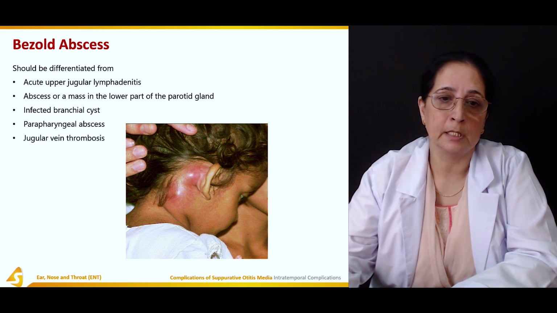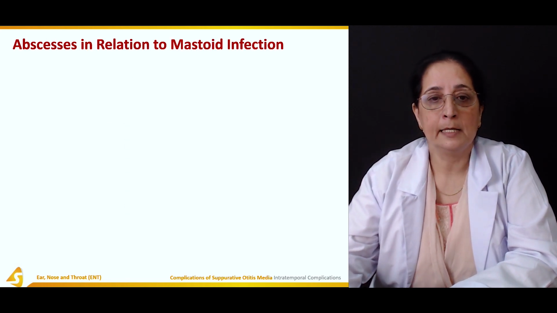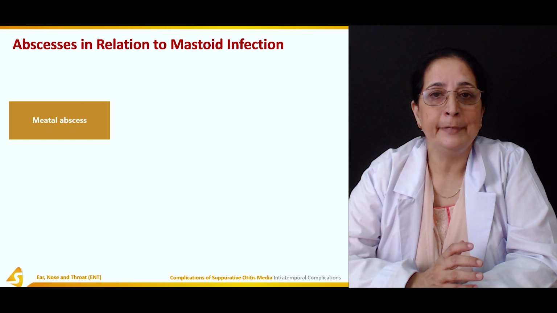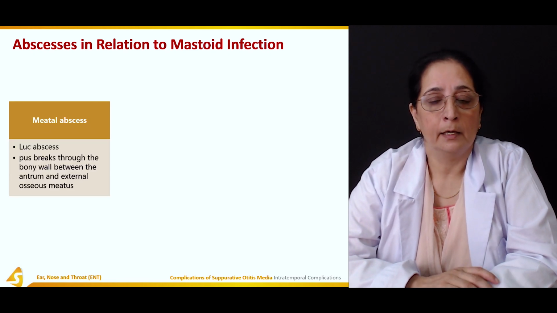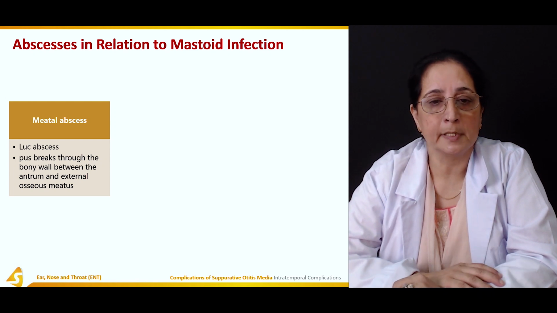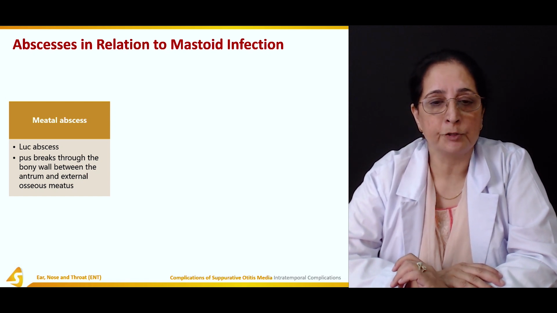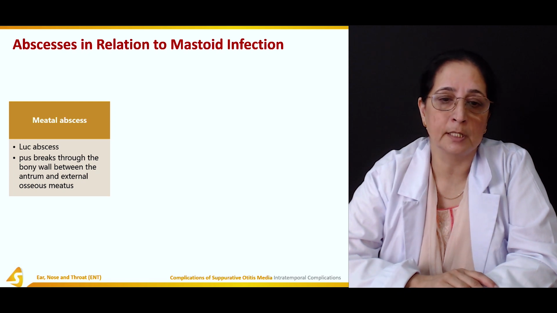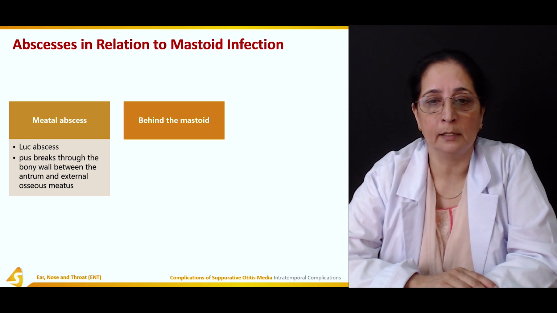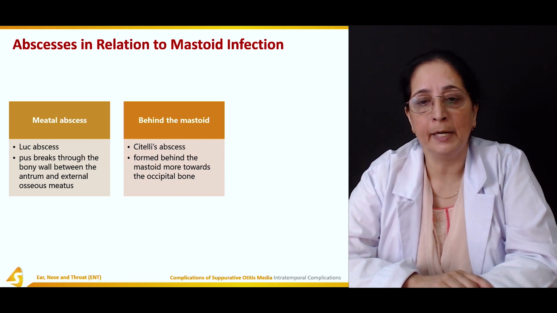It should also be differentiated from jugular vein thrombosis. Next, abscesses in relation to mastoid infection. There is meatal abscess. An example is the Luc abscess, in which pus breaks through the bony wall between the antrum and the external osseous meatus. Then behind the mastoid, another is known as the Citelli abscess, which is formed behind the mastoid.